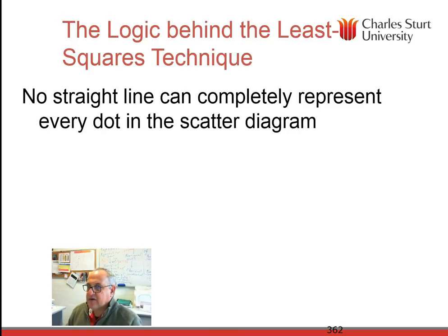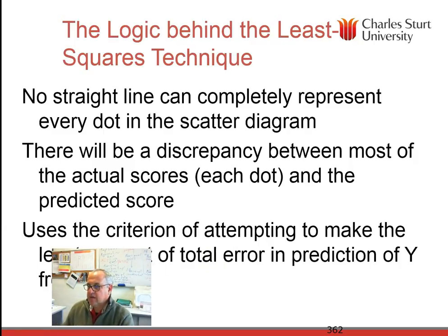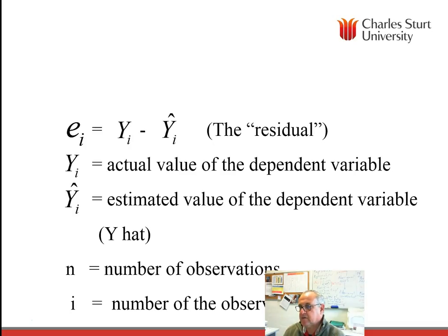So no straight line can completely represent every dot. And there'll be discrepancy most of the time between the actual scores and the predicted score. Okay. And we use the criteria of trying to make the least amount of total error in the prediction of Y, the sales value from dollar sales in this round.